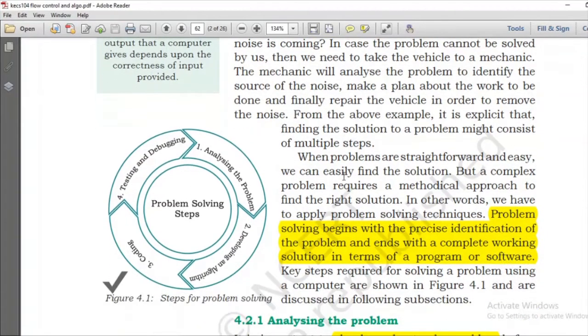Similarly in programming, for solving any problem in computer science, whatever software or whatever problem we have to solve, we take everything as a problem. Okay, so what are the steps which we need to follow for problem solving? You can see in this diagram.